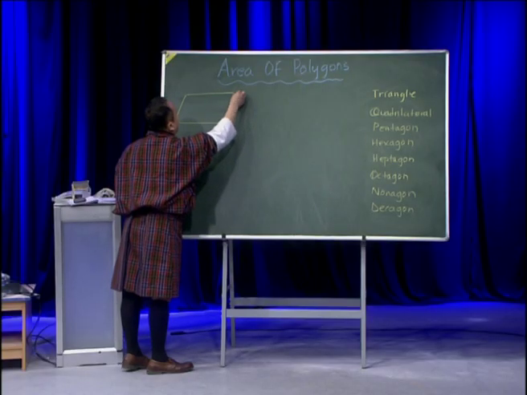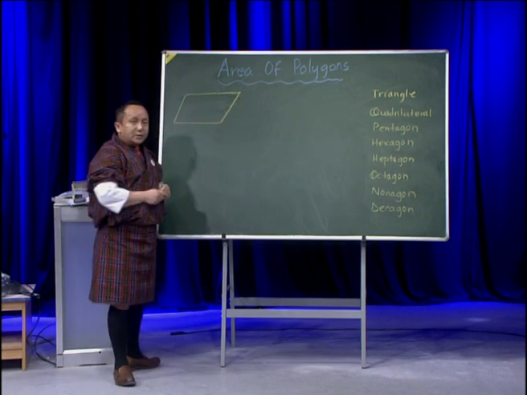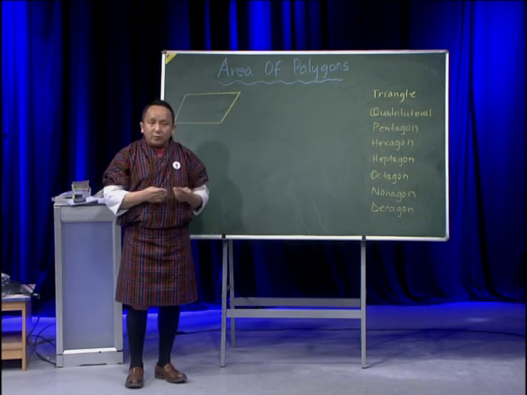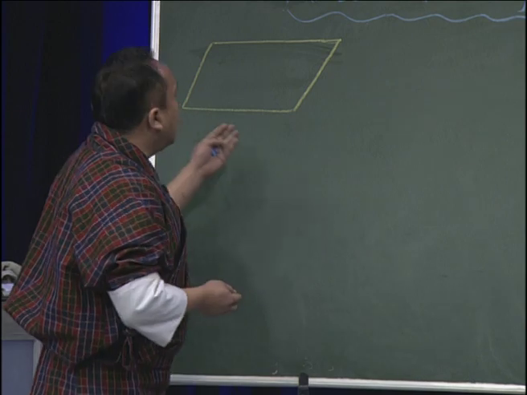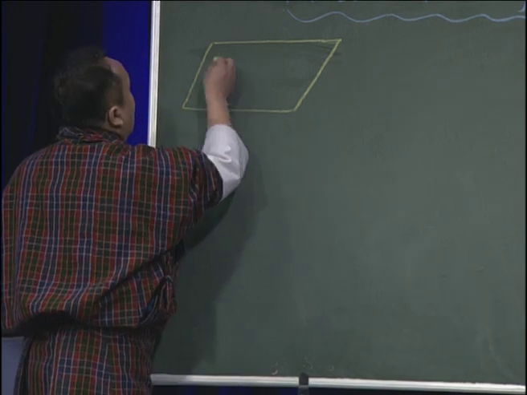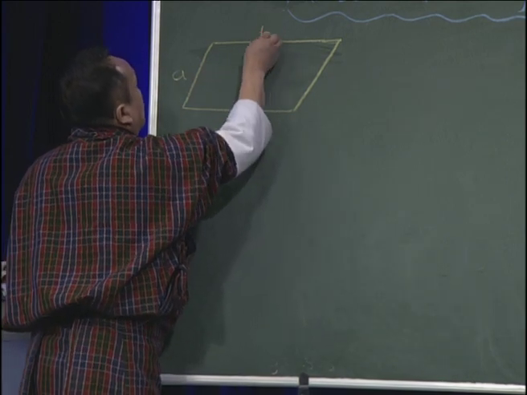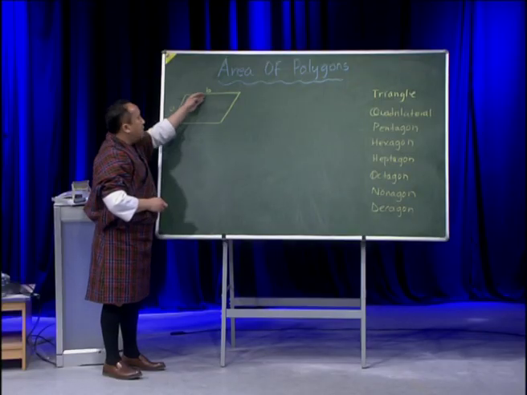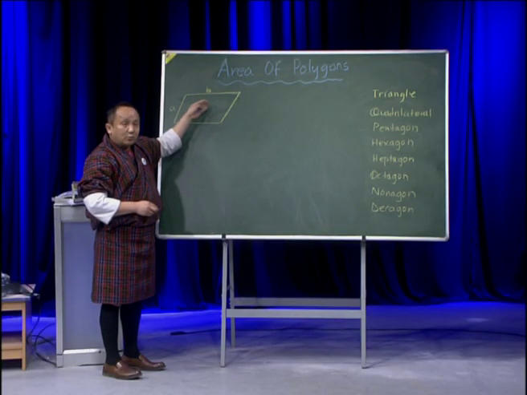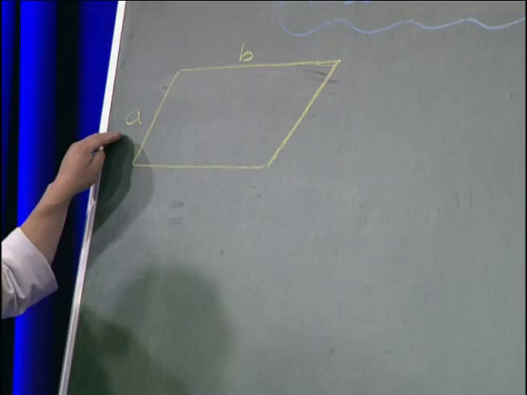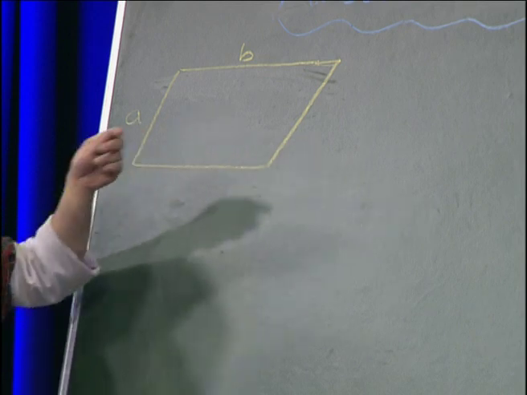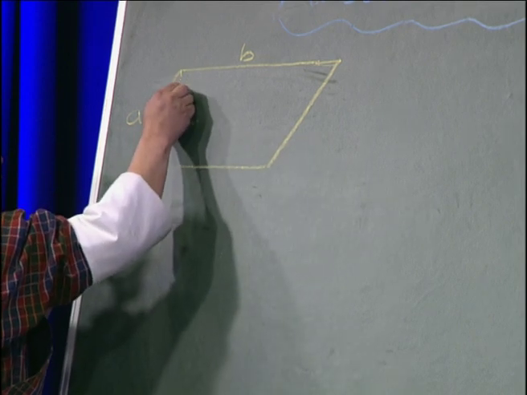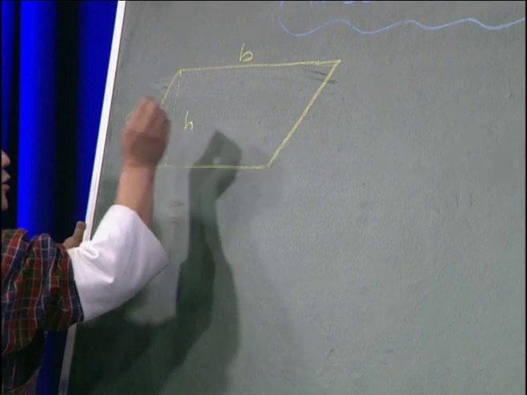Now let us look at this parallelogram. There are two different ways of determining the area of a parallelogram, two different formulas to find the area of a parallelogram. If you look at this parallelogram, the dimensions are A and B. A represents the shortest side, B represents the bigger side. And the height of the parallelogram is from here till here. Let's say this is the height of the parallelogram.